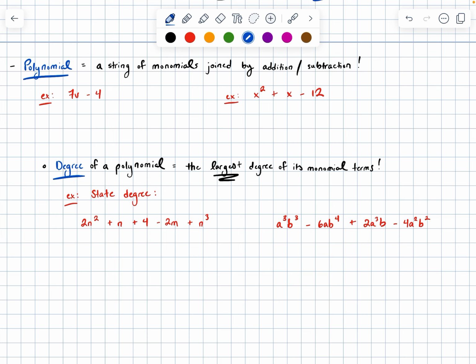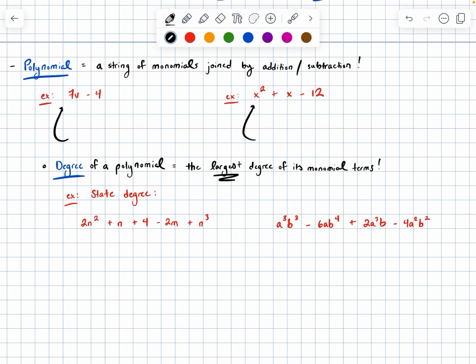We get a bunch of monomials that are connected to each other by addition and subtraction. Now, within this very broad definition, there are lots of different subtypes or classifications. Mathematicians love to classify, and we have two really common classifications that we'll see for polynomials that look like these.